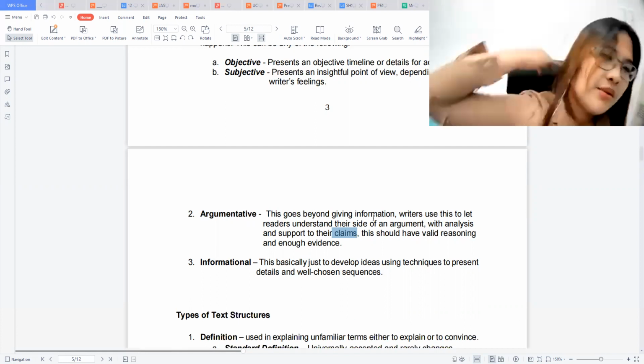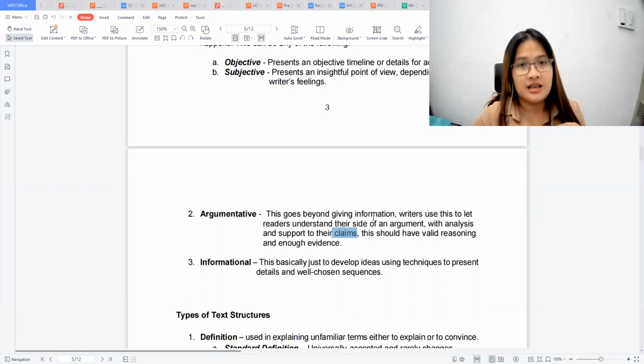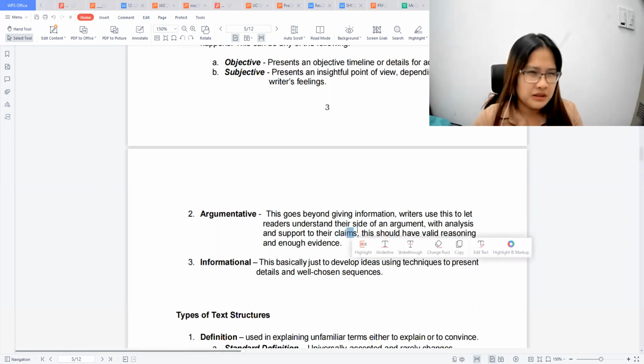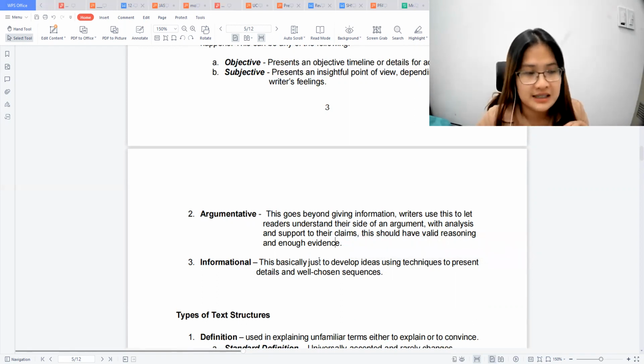Okay? So, halimbawa, you are saying that your partner, your boyfriend or girlfriend is cheating on you, hindi mo lang pwedeng say, nararamdaman ko eh. That couldn't be the case. You should have evidence. And I know you're very good with receipts, okay?